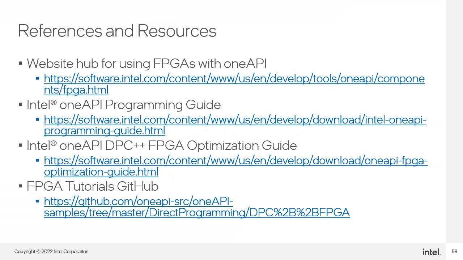On your screen are various resources that you can explore. The website hub provides lots of information on the tools and components for using FPGAs with oneAPI. The Intel oneAPI programming guide is rich in information that can get you started on creating your own design. Also, the oneAPI DPC++ FPGA optimization guide is another great resource that should be explored. We have tutorials that can give you hands-on practice available on GitHub.